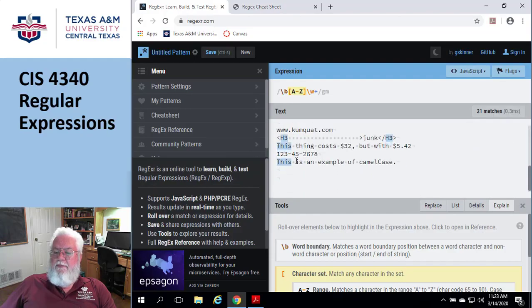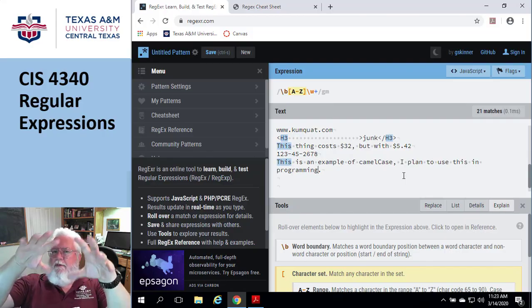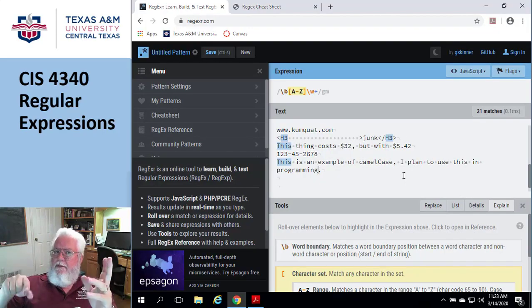But let's make this more complicated. Let's say I plan to use this in programming. Oops, I want that I to be lit up. How do you do that? How do you make it so that the word part, the /W part, is optional? Now I could put it in parentheses and use the question mark guy, but isn't there an easier way to do that?